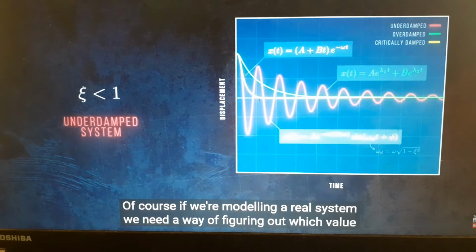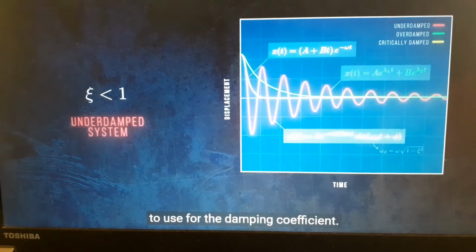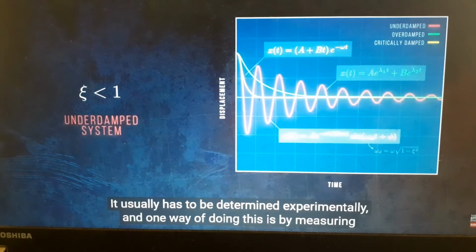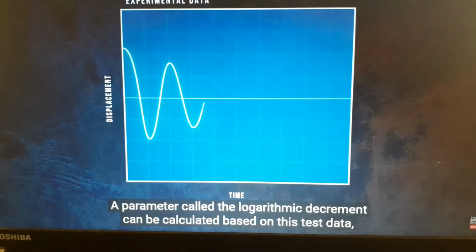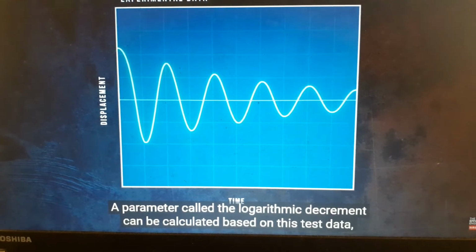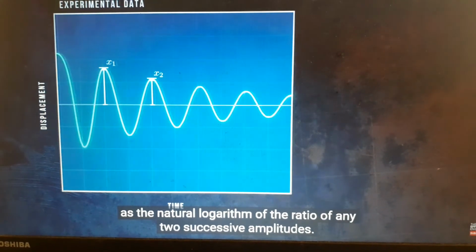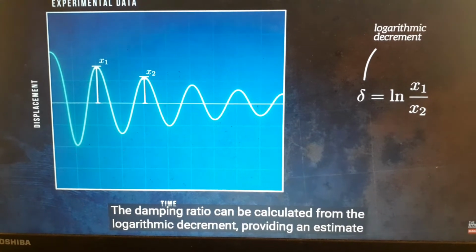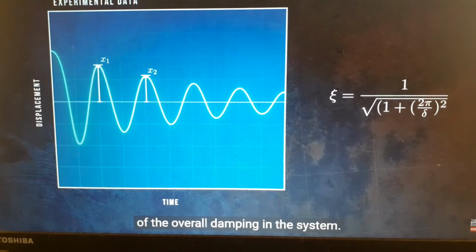Of course, if we're modeling a real system, we need a way of figuring out which value to use for the damping coefficient. It usually has to be determined experimentally, and one way of doing this is by measuring the displacement of the system as it oscillates. A parameter called the logarithmic decrement can be calculated based on this test data as the natural logarithm of the ratio of any two successive amplitudes. The damping ratio can be calculated from the logarithmic decrement, providing an estimate of the overall damping in the system.